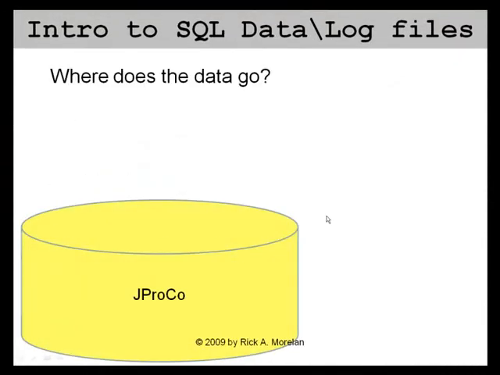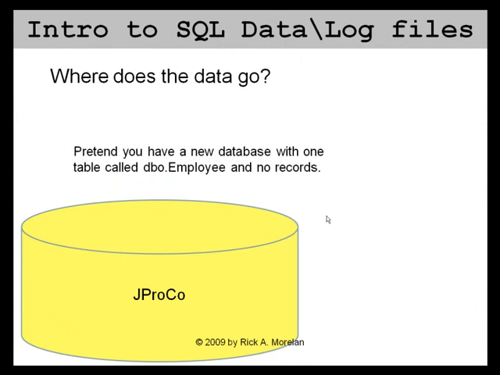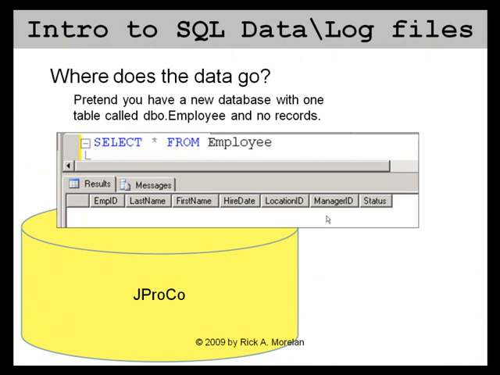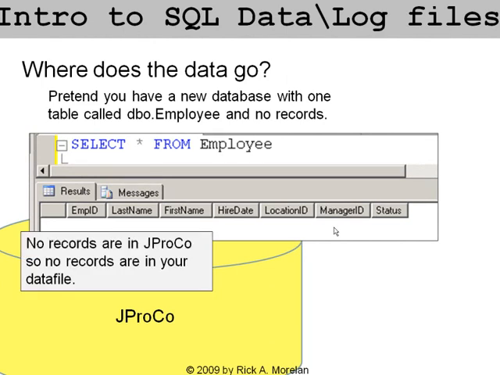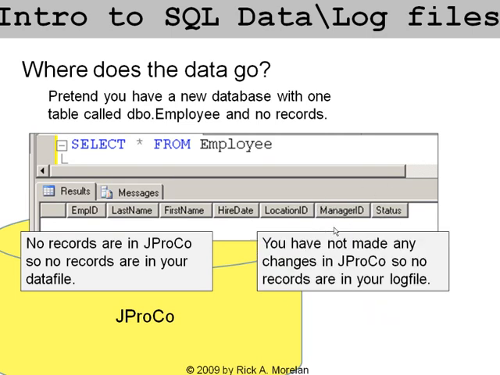So what's all involved with SQL data and log files? Where does the data go? And what type of data? So here's what we're going to do. Pretend you got a brand new database with no records and you just got one table called employee. There are no records in your JProCode database, so there's no records in your data file. And since you haven't made any changes to JProCode, there's no records in your log file.